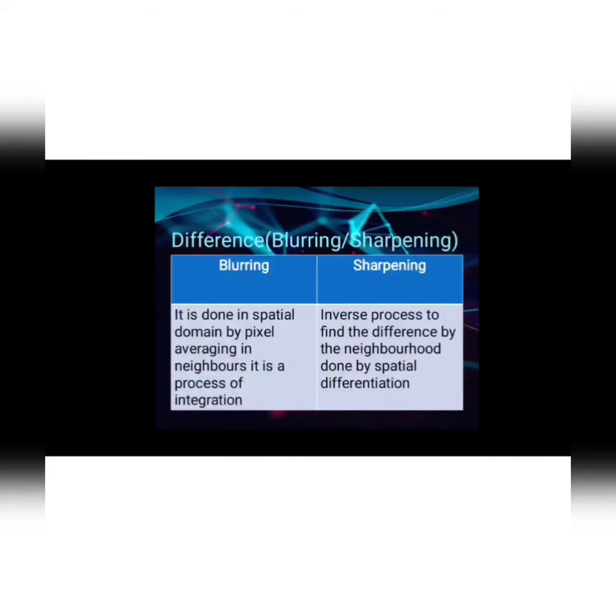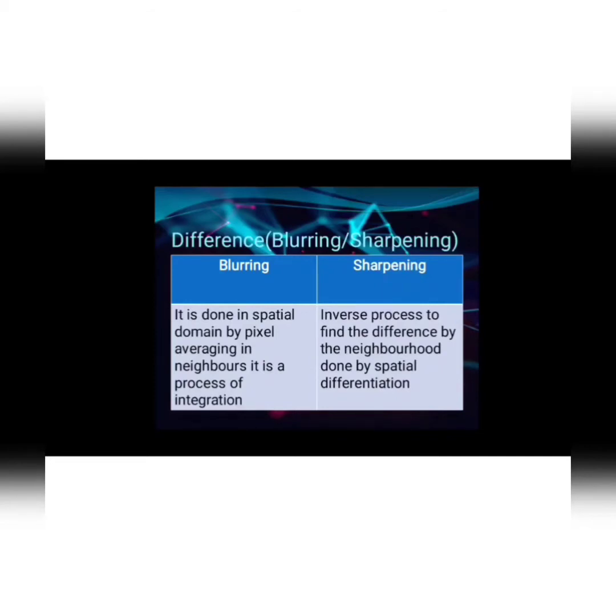There is a difference between blurring and sharpening. Blurring is used to blur the effects. These both are similar, but there is a difference between them. Blurring is done in the spatial domain by the pixels. The pixels average their neighbors, and it is a process of integration.